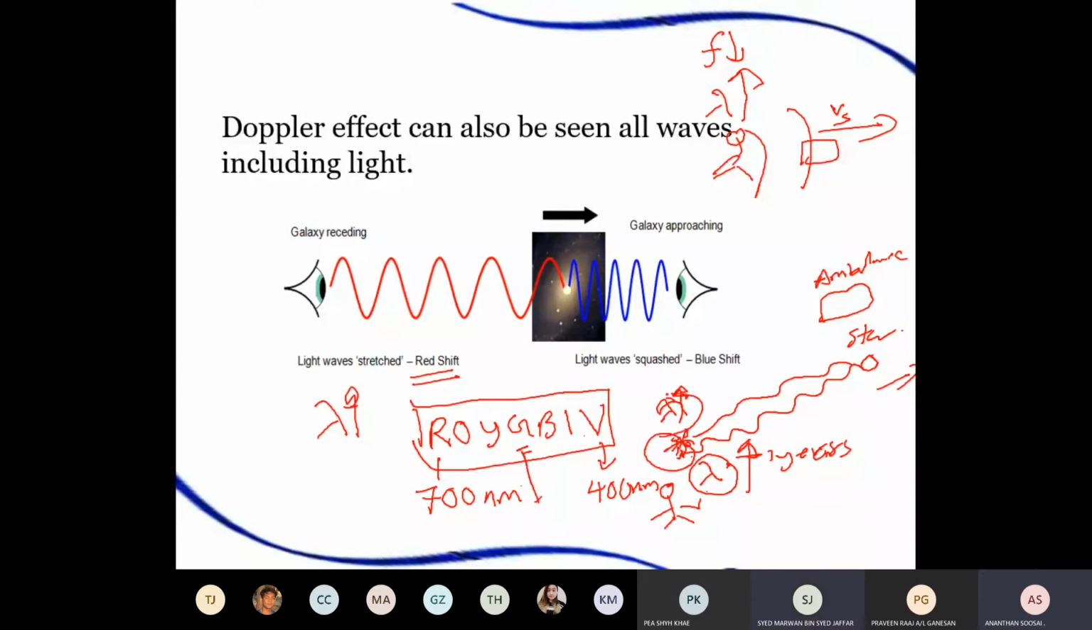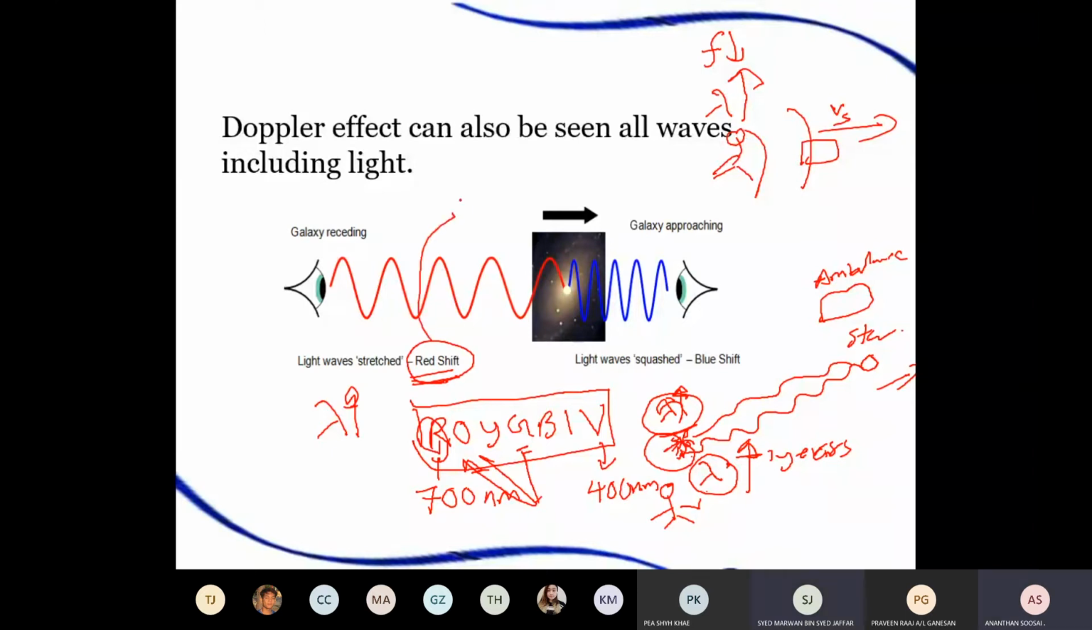The wavelength is found to be increasing. That means for the green, you're going to go increasing in order. So we say the wavelength is shifting towards red, so-called red shift. It's called red shift because the wavelength is moving towards red. The wavelength is getting longer.